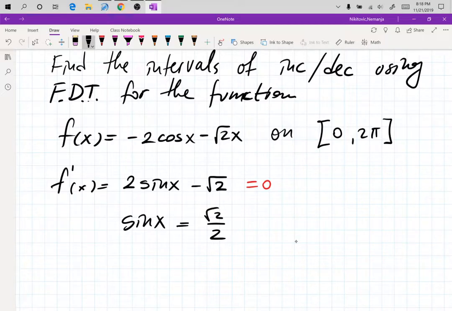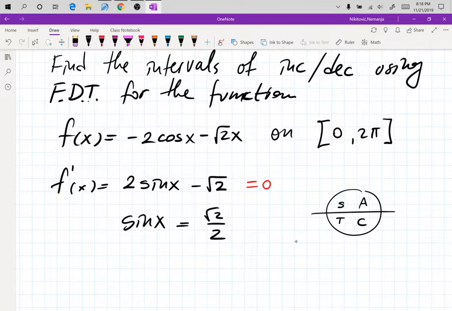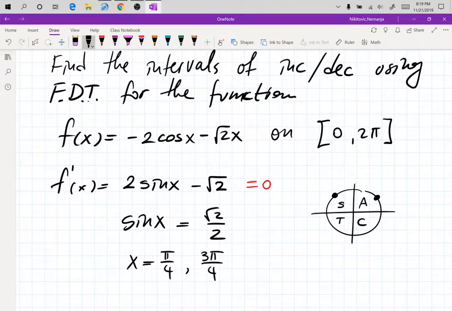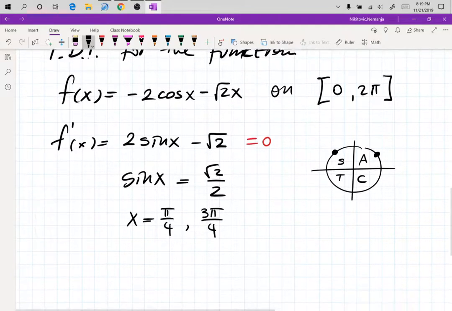Now, when is sine positive? All students take calculus: first and second quadrant. So sine is positive at pi over 4 and 3 pi over 4. So my x is equal to pi over 4 and 3 pi over 4. And both of those values are between 0 and 2 pi, so we get to keep them both.